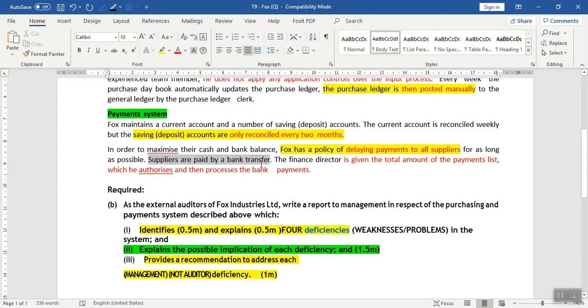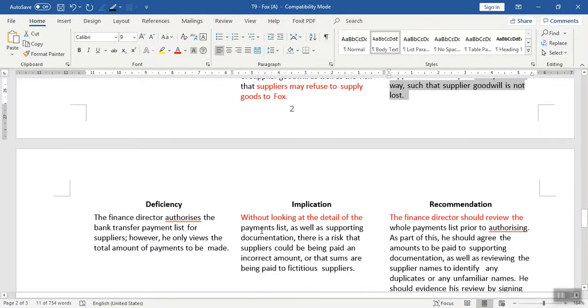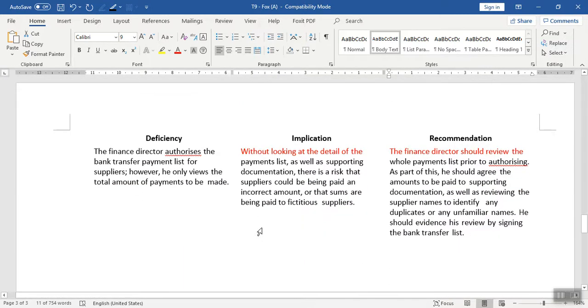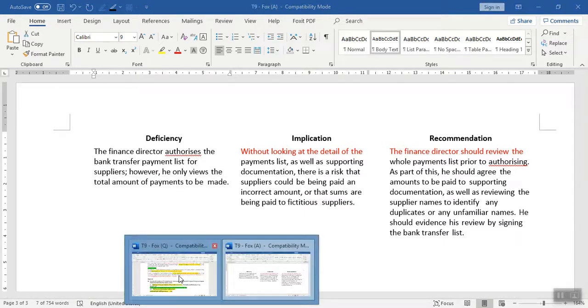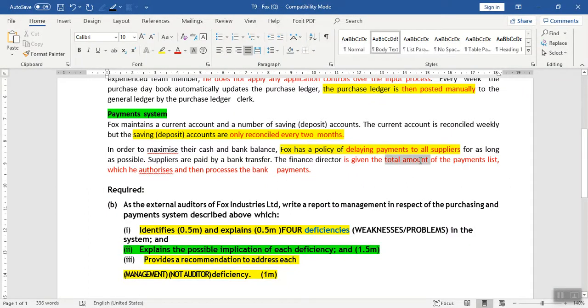Suppliers are paid by bank transfer and the finance director is given a total amount of the payment list, which is authorized, then processed by the bank. The payment list is given by the finance director. Then the director has no need to check? I don't know. It looks like the director never looks at the detail of the payment list. Maybe they straight away authorize already. Dangerous. Okay, so you can see here the finance director authorizes the bank transfer payment list for suppliers. However, he only views the total amount, not the detail of the payment. From the case, you can only see the total amount only.